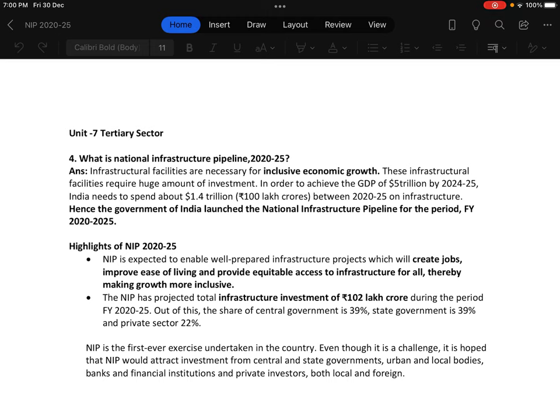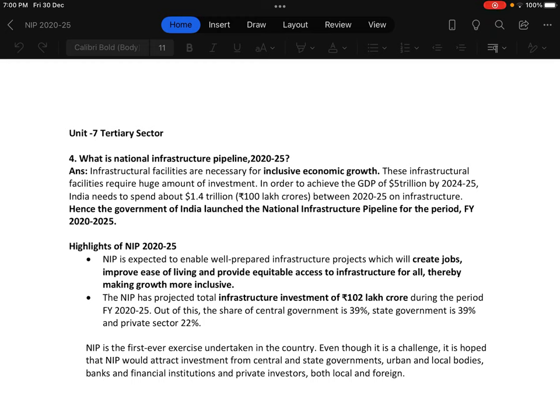This 102 lakh crore has to be shared between the central government, the state governments, as well as the private sector. The share of the central government is around 39%. Each of the state governments, wherever the infrastructure facilities are going to be developed, is also supposed to invest around 39%, and the remaining has to come from the private sector, which is around 22%. This is the project that is launched by the government.